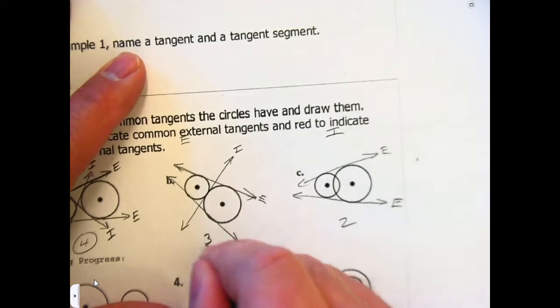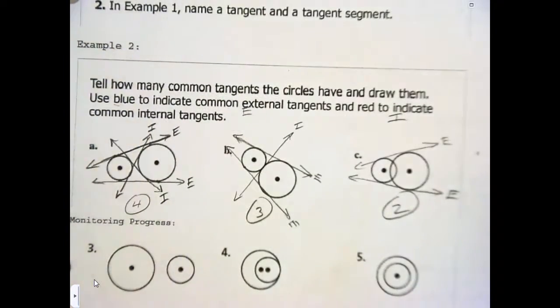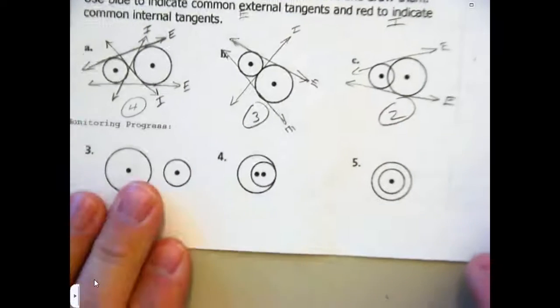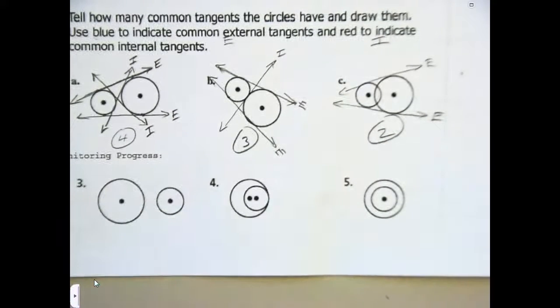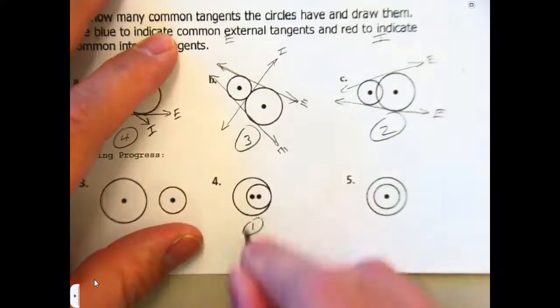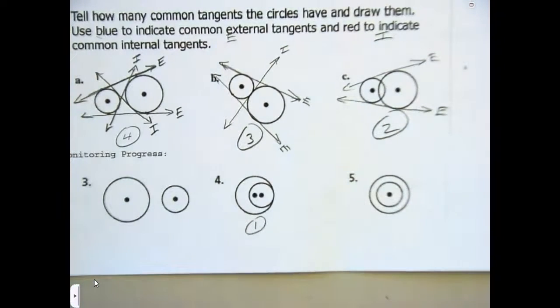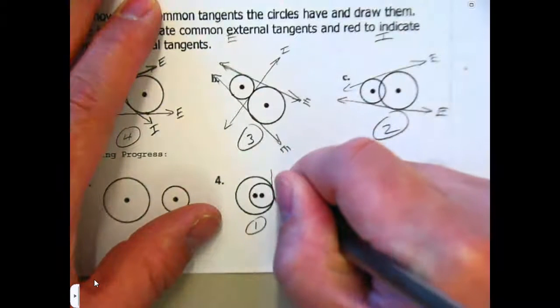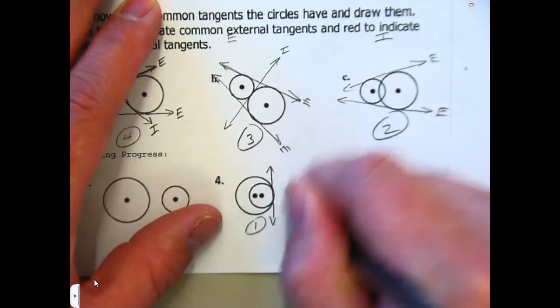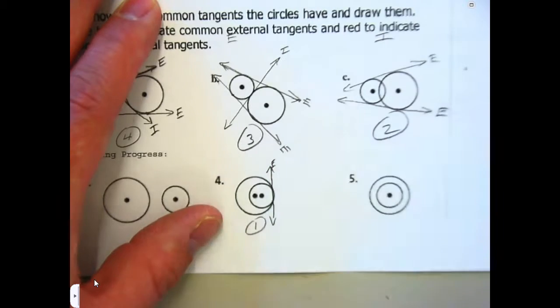That one has 2. That one had 3. Take a look at 4 and 5. Does number 4 have any? Yeah, I'll tell you it has 1. Go ahead and figure out where it would be. What do you think, Isaac? Good. Right here where the 2 edges meet. Good. And that would be an external.